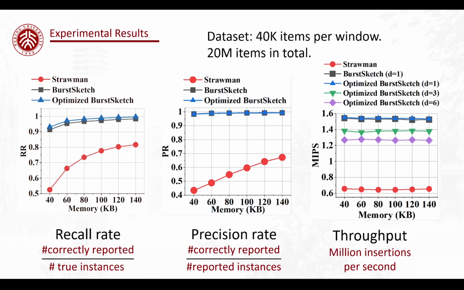Let's see the throughput result. BurstSketch's throughput outperforms the strawman solution. We find that the parameter D in the optimization version is a trade-off between accuracy and throughput. The throughput drops with the increasing D, while the accuracy grows with the increasing D. The throughput of BurstSketch with D equals 1 can achieve 1.6 million insertions per second.